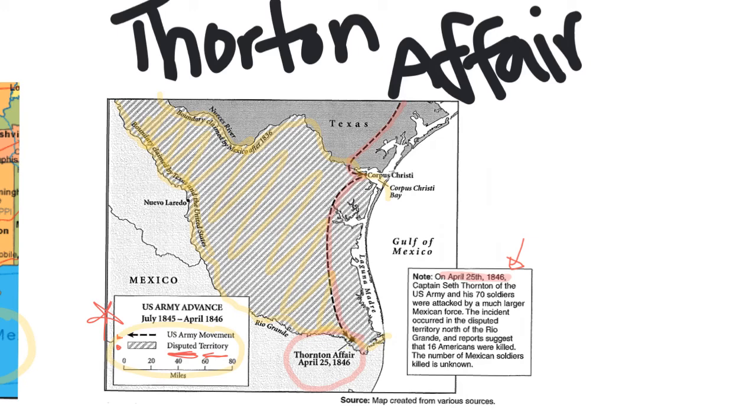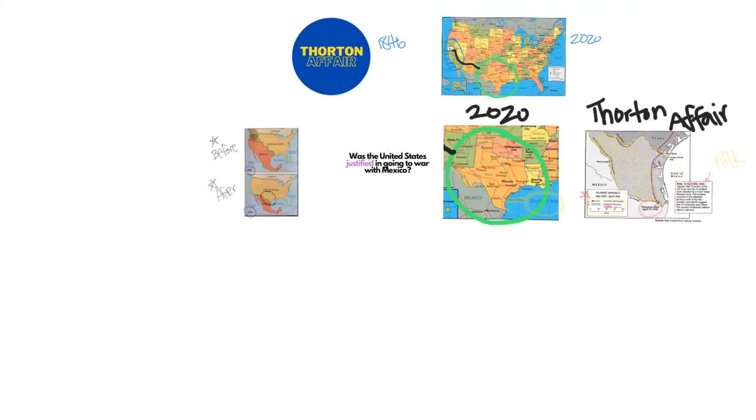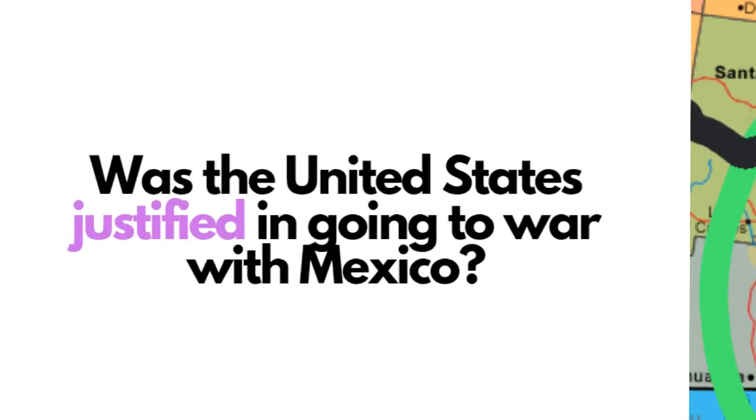After the Thornton Affair, this is the event that led to then President Polk declaring war on Mexico and thus starting the Mexican-American War. In the next few lessons, you're going to read some documents that show the motivations for each side. And ultimately, again, you're going to be answering this question: was the United States justified in going to war with Mexico?